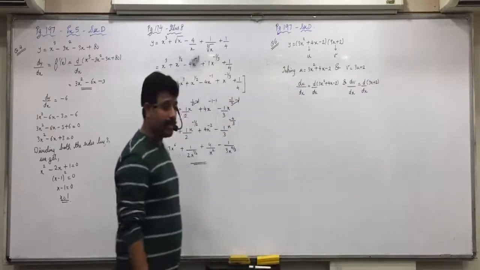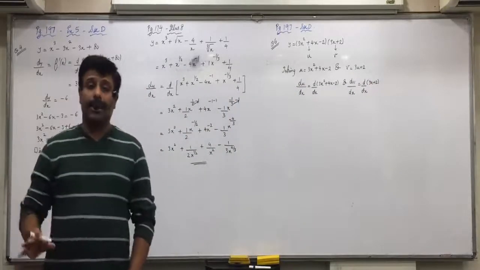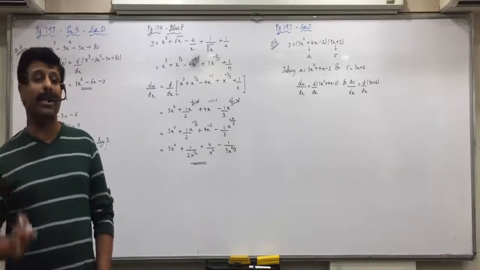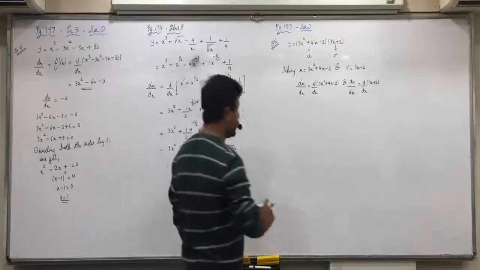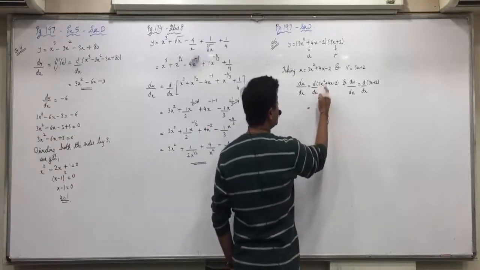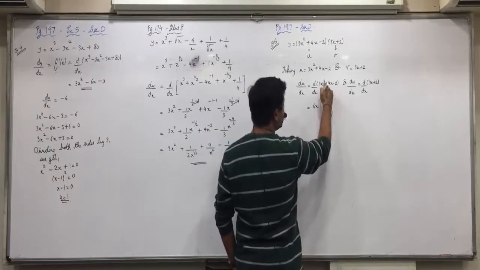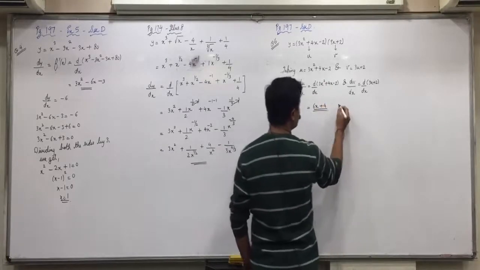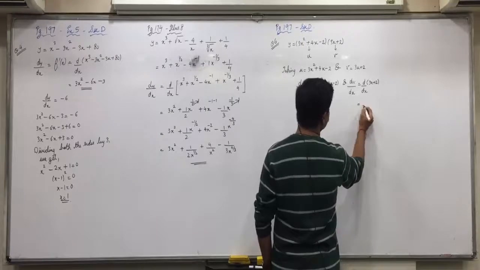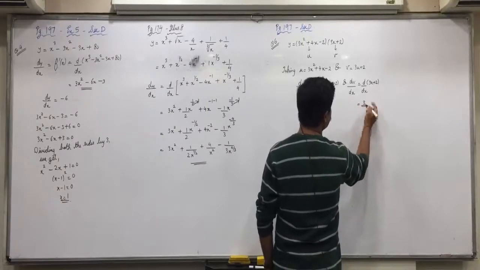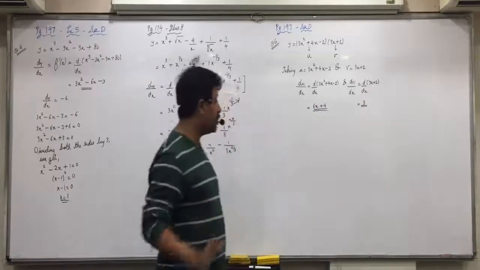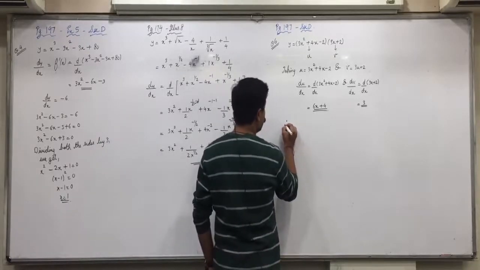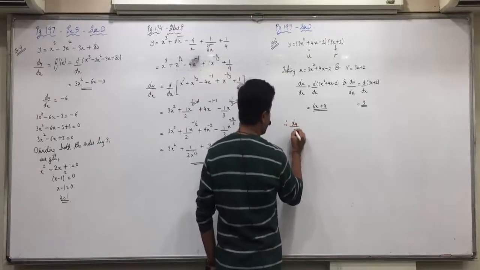Any confusion in this? To apply the rules of u into v and u divided by v, first we need du/dx and dv/dx. 3 into 2, 6; x² minus 1, x. 4x is simply 4. And 3x becomes 3, 2 becomes 0. Any confusion?